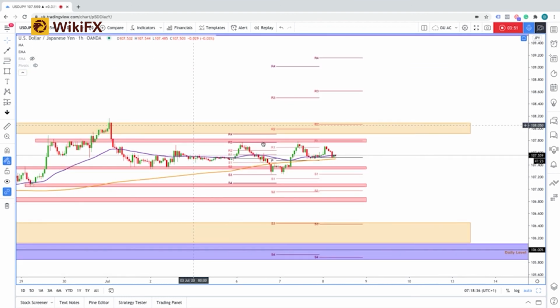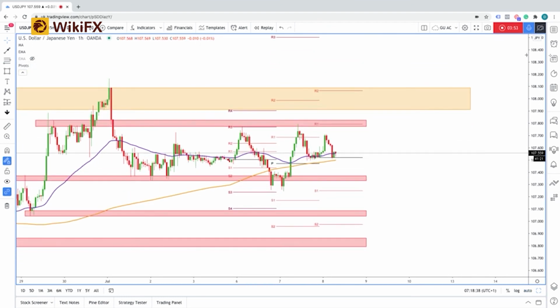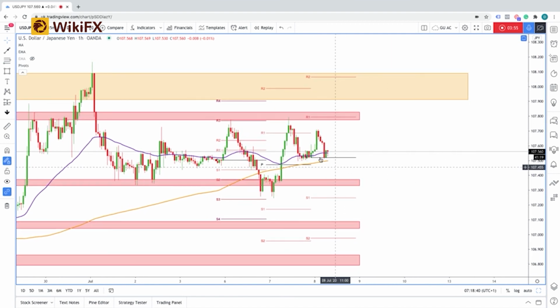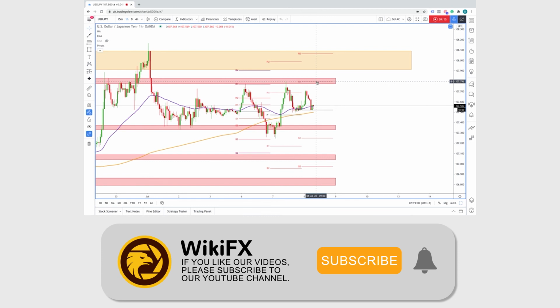If we bring on the pivot levels, we can see that price is currently above and finding support at today's intraday pivot level. Now, if we do see buyers and this level hold, then key resistance will be once again this zone, which also ties in with today's R1 level at around 107.80.